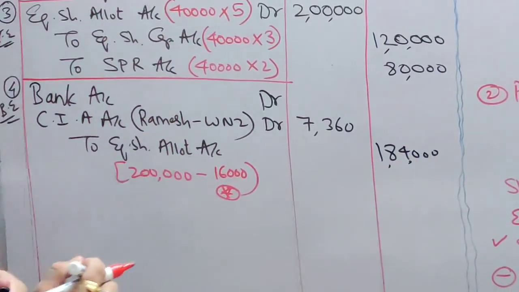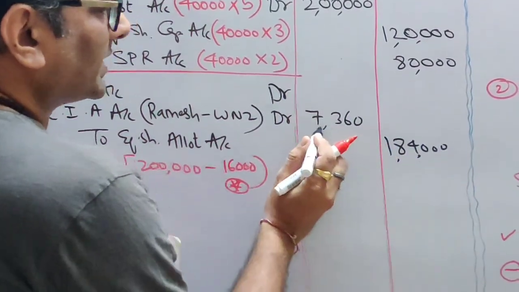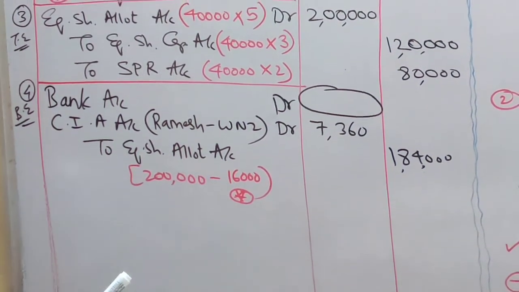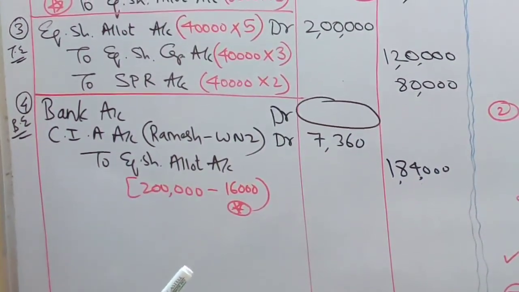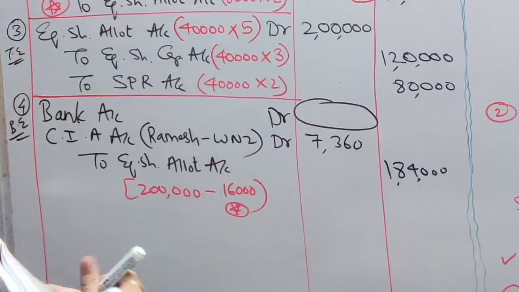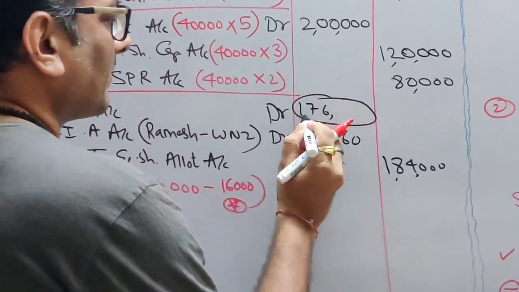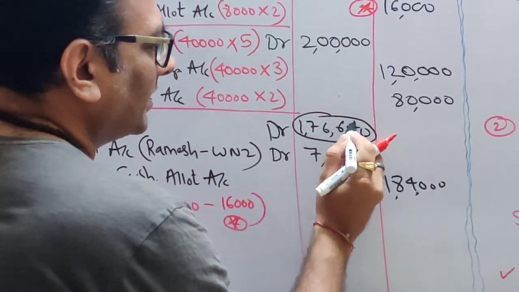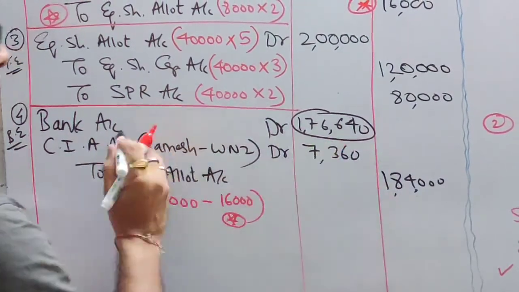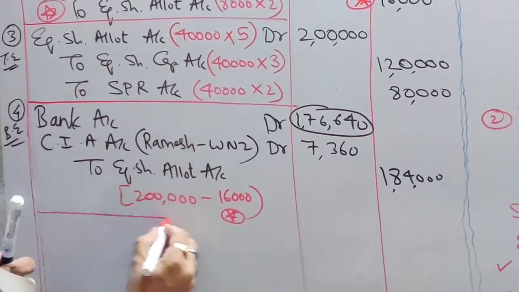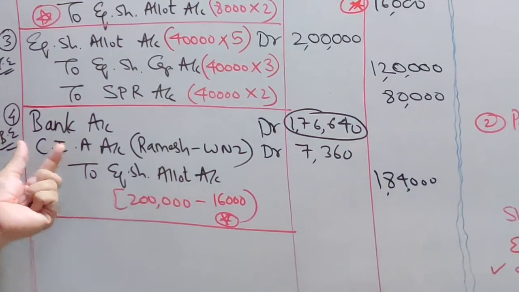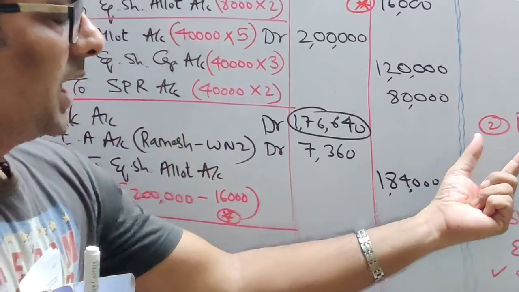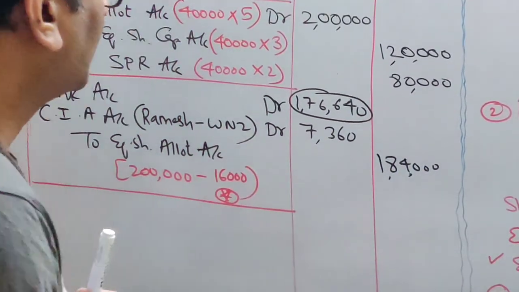Out of this 1,84,000, this is the arrear money. So the balance you have received in your bank account: minus 7360, 1,76,640. This is the balancing figure. You have to subtract it, and you get the bank money. This is a very important entry, students. Most students make mistakes in working note number 2. I hope you have understood how to do this working note number 2.